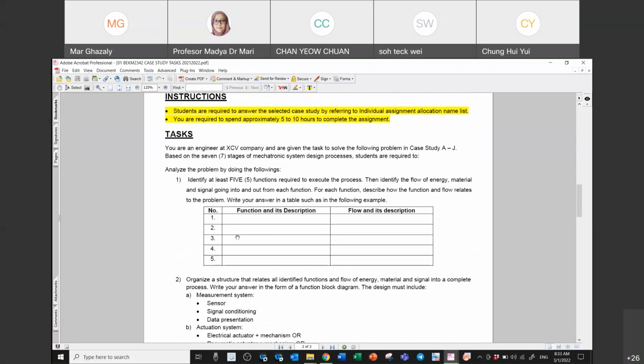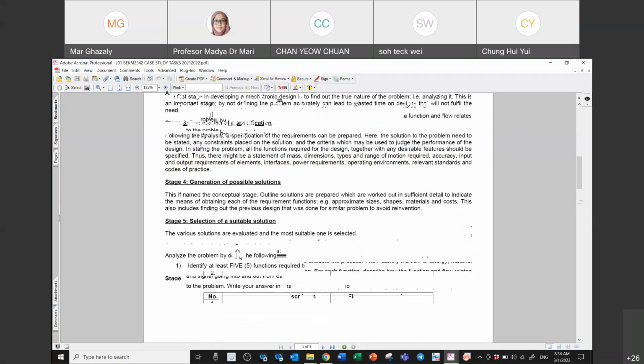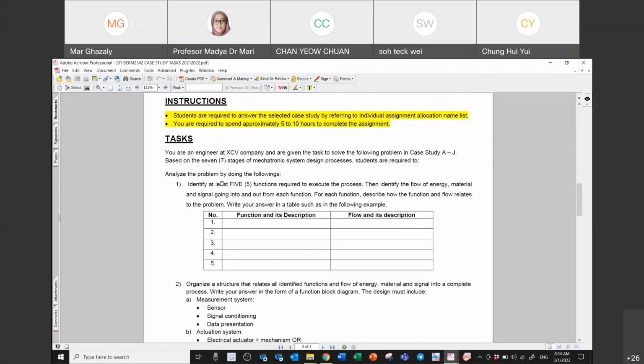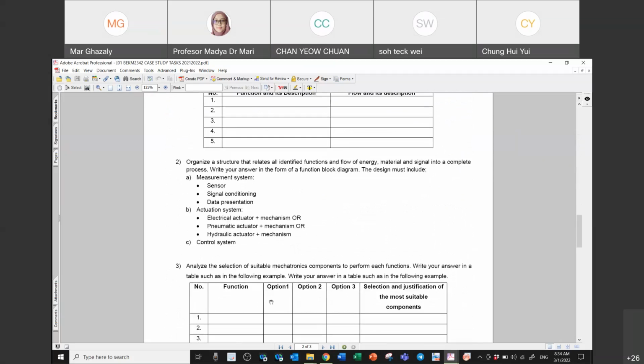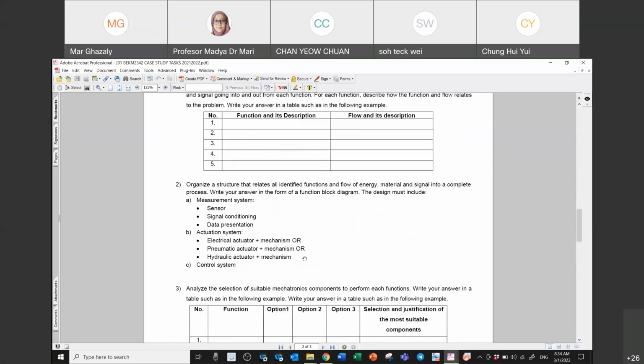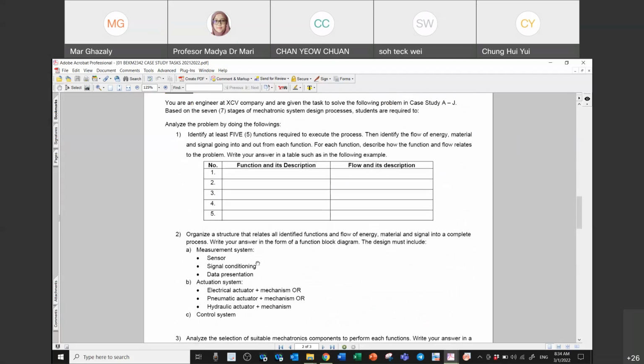Okay, so basically stage 1 to stage 7 is defined into task 1, 2, 3, 4, and 5, so 5 tasks. What you need to do is, as mentioned, cover all of these elements: the measurement system, where you need a sensor, sensor calibration and data presentation. And then you need an actuation system. It's either electrical actuation plus mechanism, or you choose a pneumatic actuator plus mechanism, or a hydraulic actuator plus mechanism.